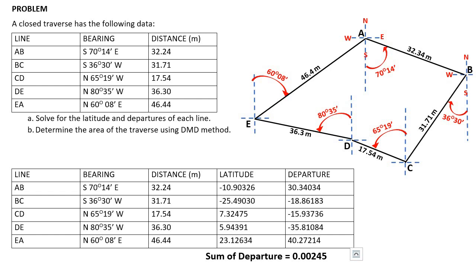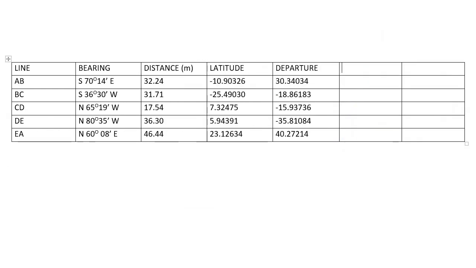So ngayon, proceed na tayo sa requirement B, determine the area of the traverse using DMD method. So dalawa actually yung method dito, using DMD or double meridian distance or using DPD which is double parallel distance. So continue lang natin tong table in order to determine the area. So let's put another table, dalawa dito. So let us denote this as DMD. And while the other one, let us denote it by DA or double area.